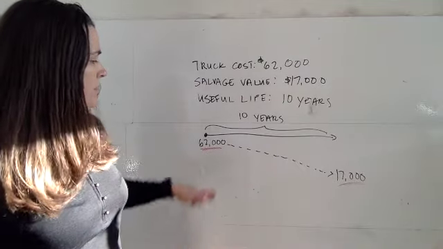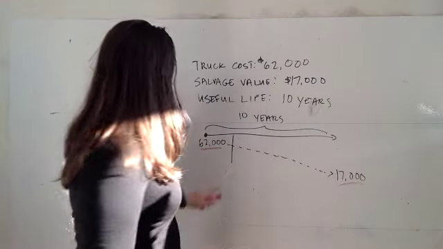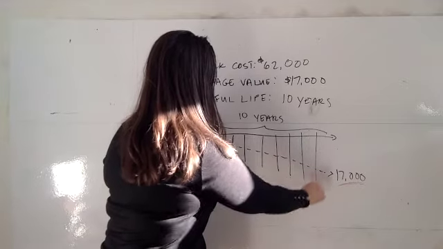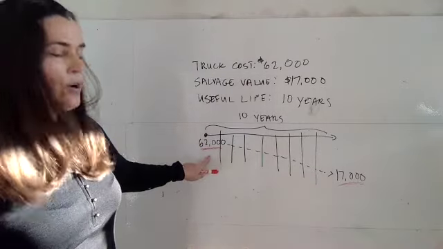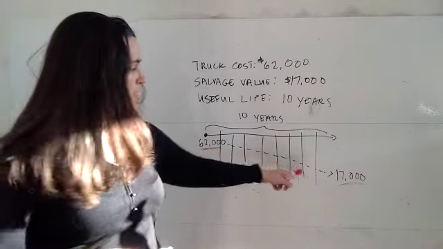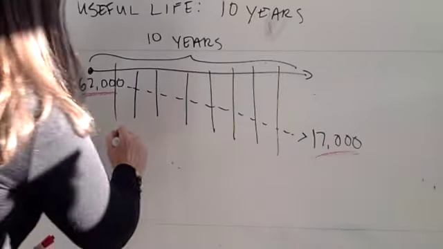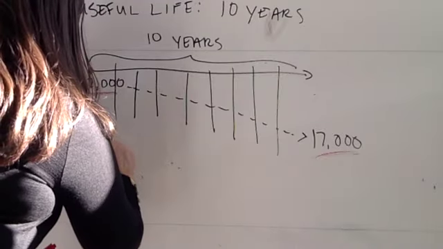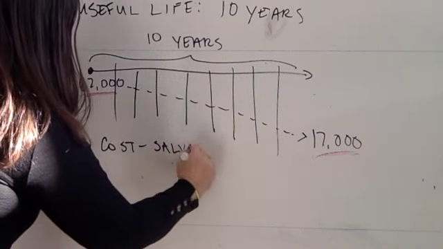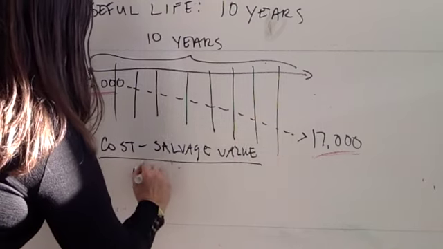We have $62,000. We want to depreciate over 10 years down to $17,000, which means we want to break this up into 10-year expense increments. Okay, that's ultimately what we're looking to do here. How do we evenly apportion this decreasing value over 10 years? Here's how we do it. Fairly simple formula. We take the cost minus the salvage value over the useful life. Okay?